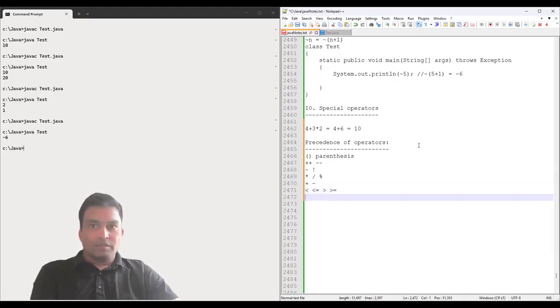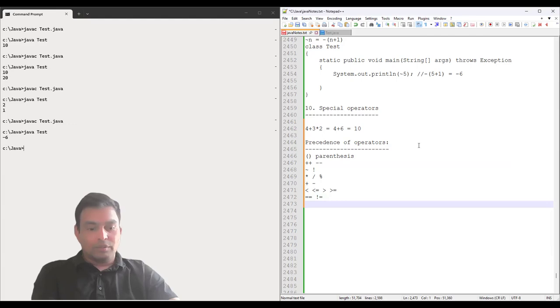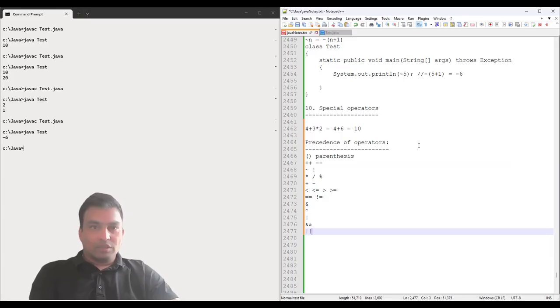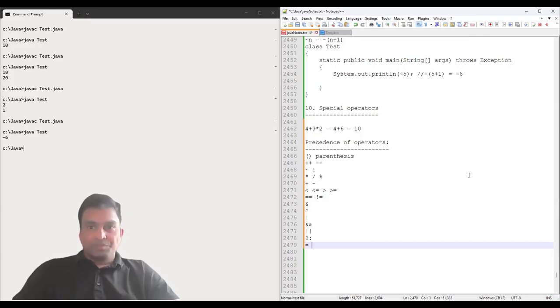And the next priority is given for equal to or not equal to. And the next priority is given for bitwise AND, and the next priority is given for bitwise exclusive OR. Then the next priority is given for bitwise OR. And the next priority is given for logical AND. Then the next priority is given for logical OR. The next priority is given for the conditional operator. Then the least priority is given for the assignment operator.